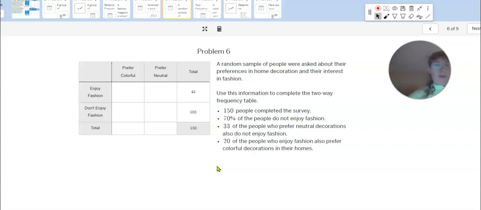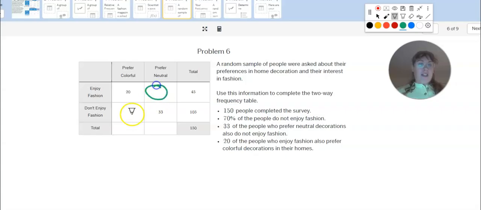33 of the people who prefer neutral decorations also don't enjoy fashion. So that's here. They prefer neutral and don't enjoy fashion. Beautiful. 20 of the people who enjoy fashion also prefer colorful decorations. There we go. I'm going to leave you a little challenge here to finish these last 4 boxes.